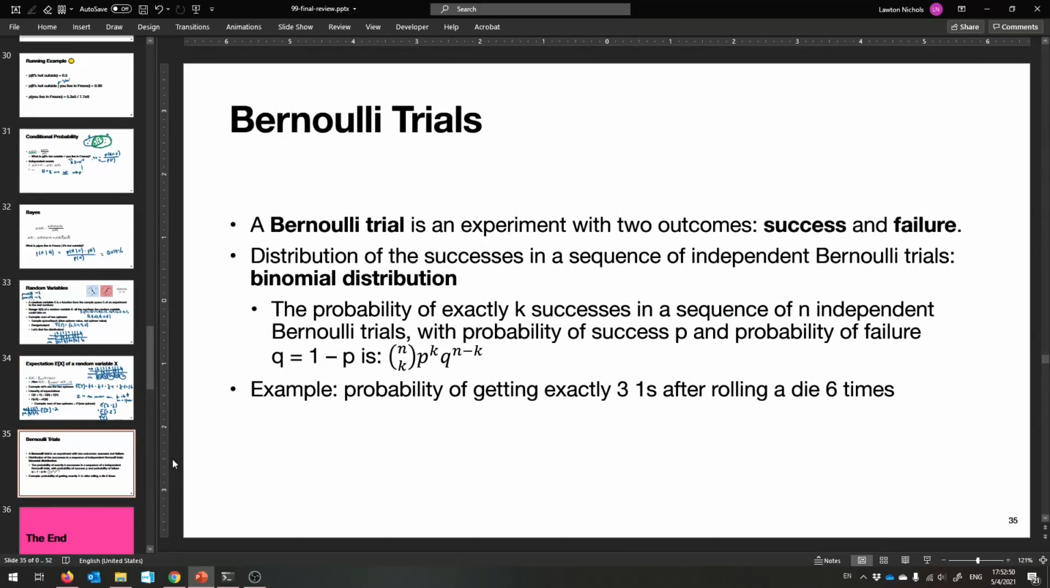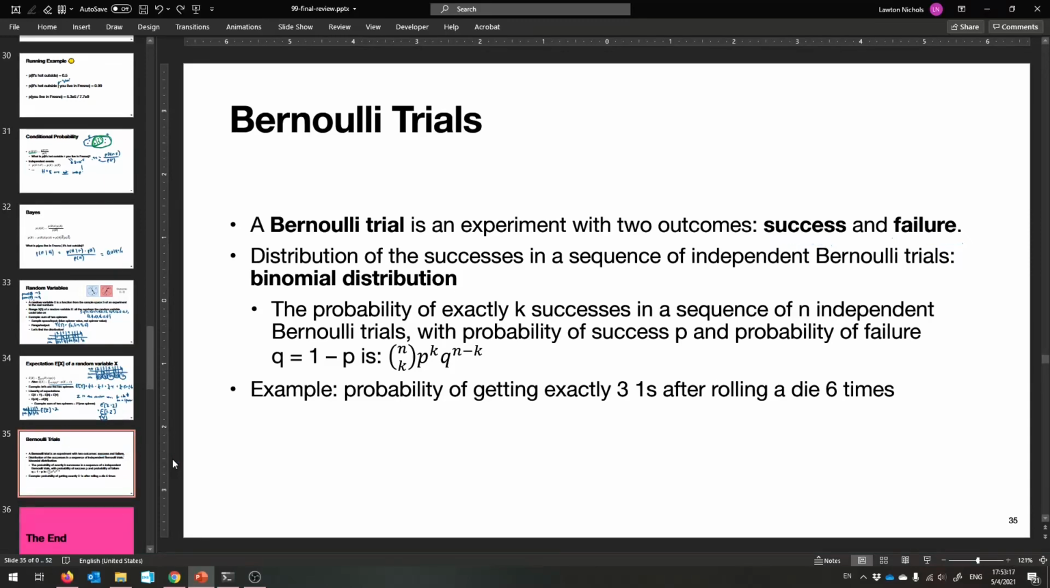Let's talk about Bernoulli trials. This is a special kind of experiment. A lot of the time, this applies to what we're doing. We either succeeded in our endeavors, or we failed, okay? So an experiment with two outcomes is a Bernoulli trial. You either have success or you have failure, and you know the probabilities of each, okay?